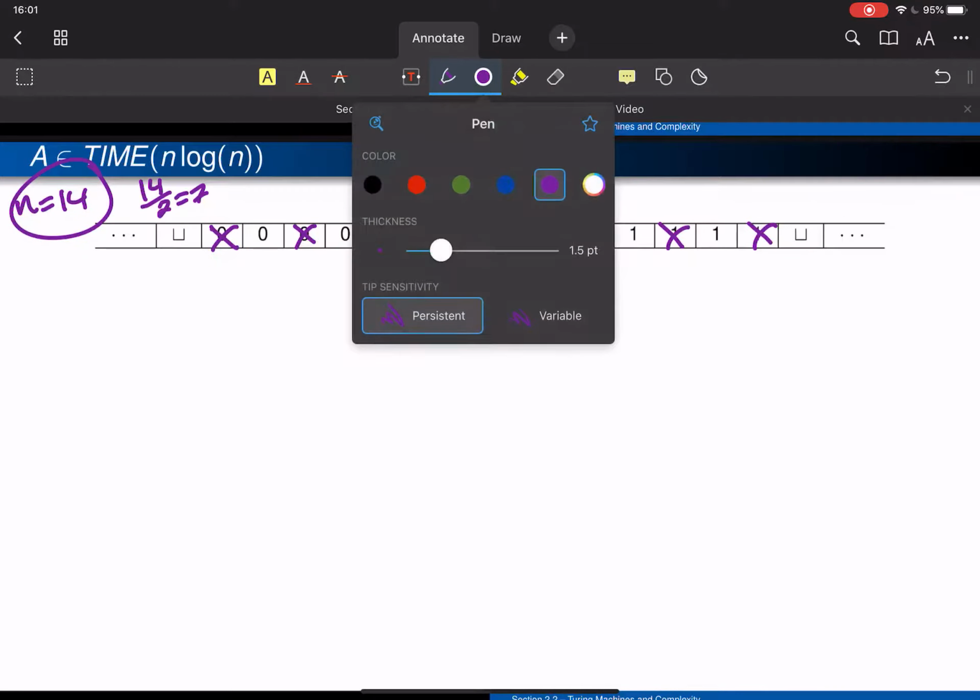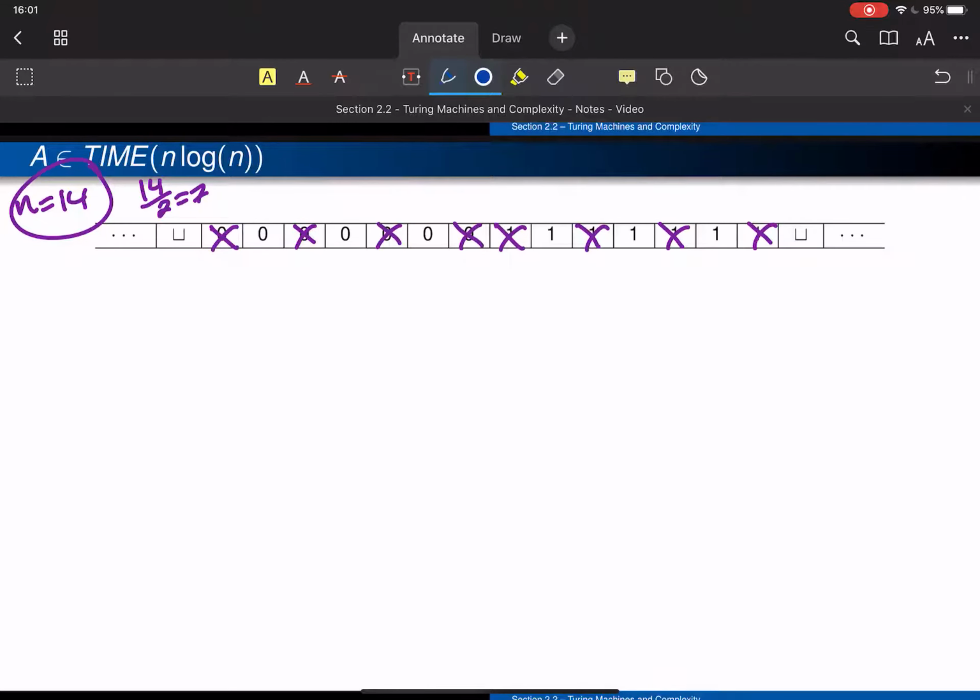The thing to note at this point in time is how many non-X and non-blank symbols do I have? Well, I have 3 zeros and 3 ones, so that tells me I have 6 overall things to play with, which is still an even number. So next I'm going to cross off half of those zeros, in that I'm going to start with the first 0 and then I'm going to do every other one.